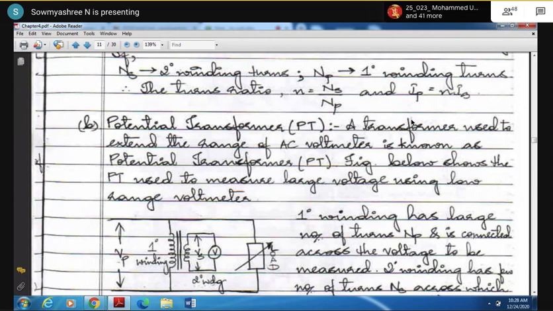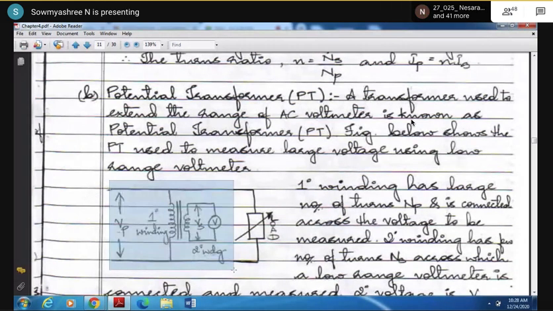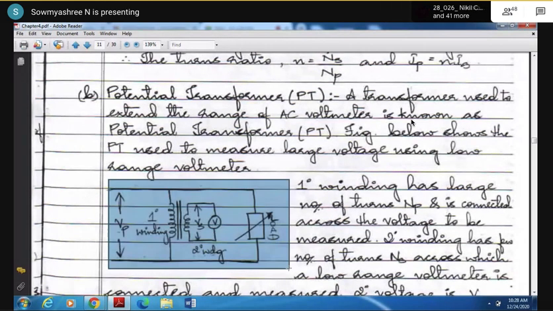So please look into the circuit. This is the generalized circuit to represent the potential transformer. Here it is reverse, if you observe clearly. The number of turns on the primary winding is more compared to the secondary winding. That's why I told you to clearly observe this circuit.